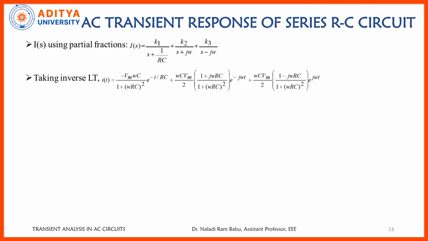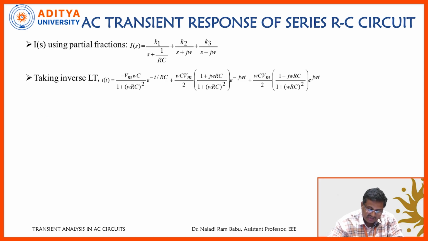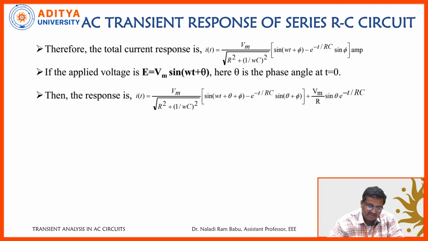I of t is equal to minus Vm e power minus t by RC by omega C plus, after substituting the sine and cosine terms in these expressions, we will be getting the answer in the form of sine into cos, that is Vm by the square root of R square plus 1 by omega C whole square into sin of omega t plus theta into e power of minus t by RC. In this case, we have considered the phase angle theta as 0.